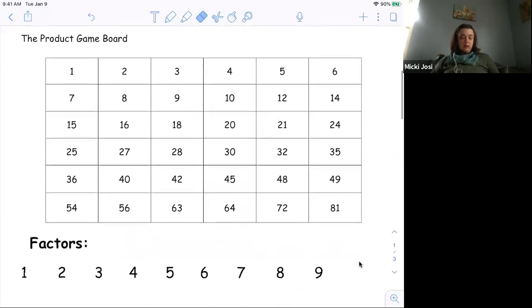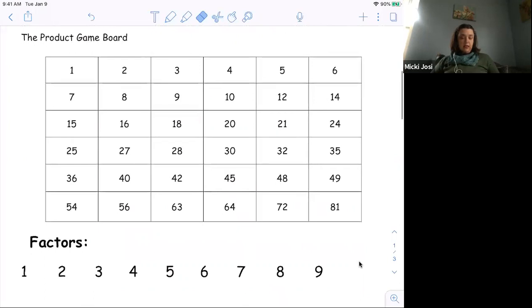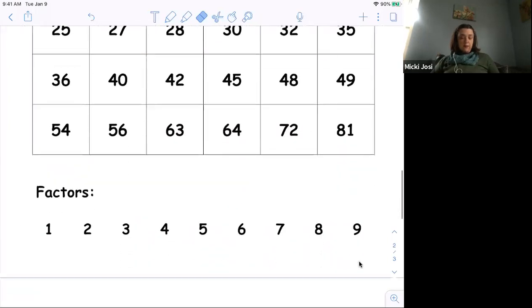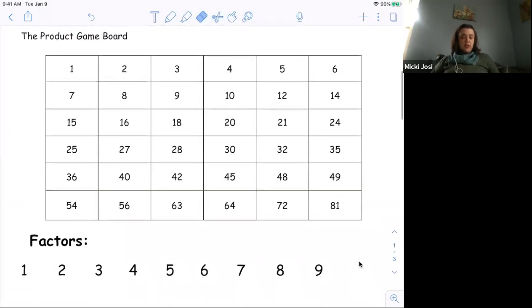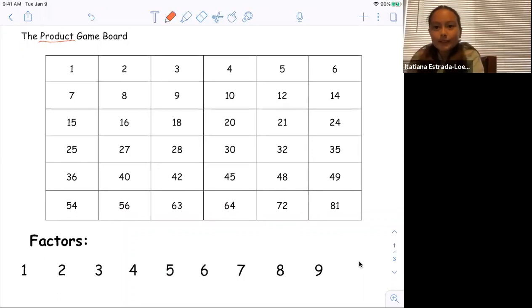So this is what it looks like. You have this little tiny mini game board, or you can have a bigger game board. We're going to play on the mini one because it fits better on the screen. So the name of the game is the product game. And that's important because do you know what that word product means? Yes. What does it mean?